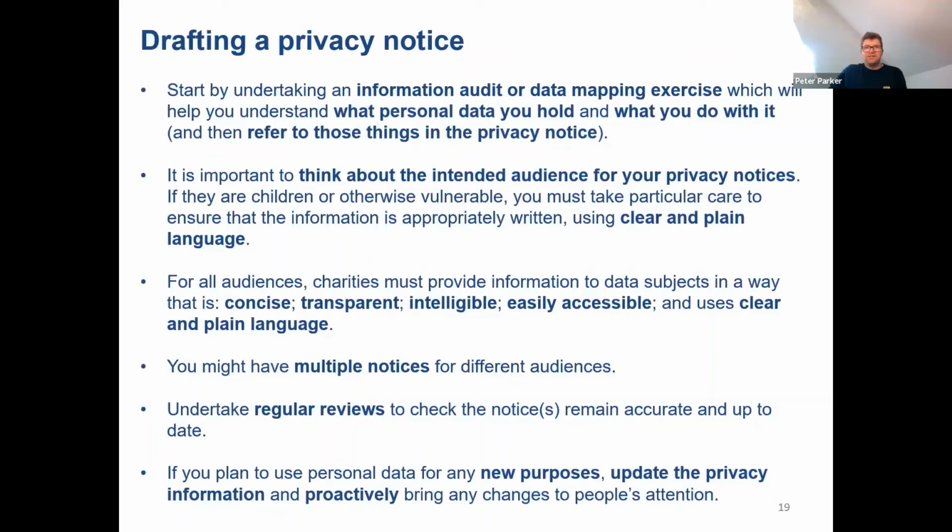For all audiences, charities must provide information to data subjects in a way that is concise, transparent, intelligible, easily accessible, and uses clear and plain language. This might mean that a charity maintains a number of privacy notices, for example, one for employees and one for beneficiaries. This is to ensure that they are relevant and that they are easy to read. After they're finalised, charities should undertake regular reviews of their privacy notices to check that they're accurate and up to date. And if charities plan to use personal data for any new purpose, they must update their privacy information in their privacy notices and then proactively bring any changes to people's attention.